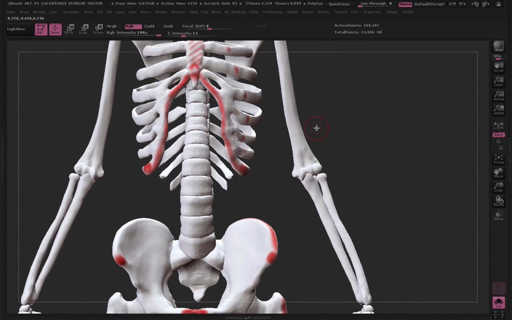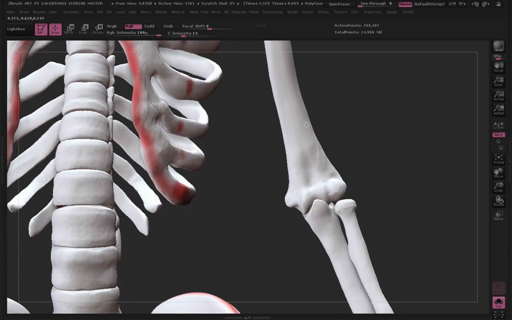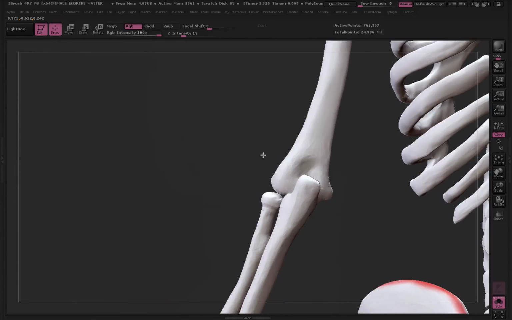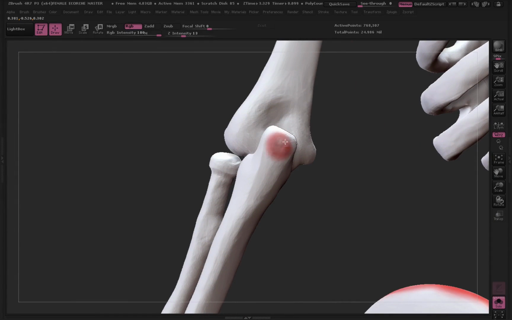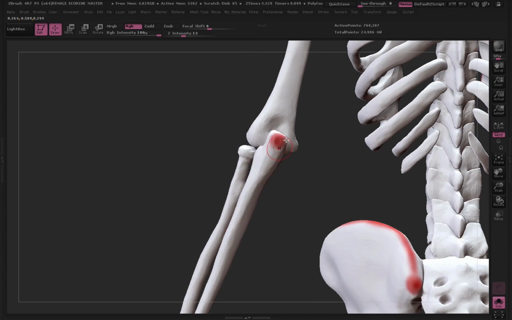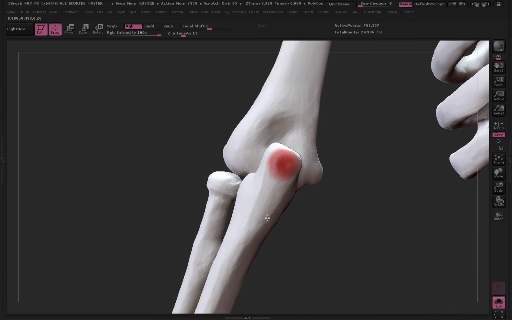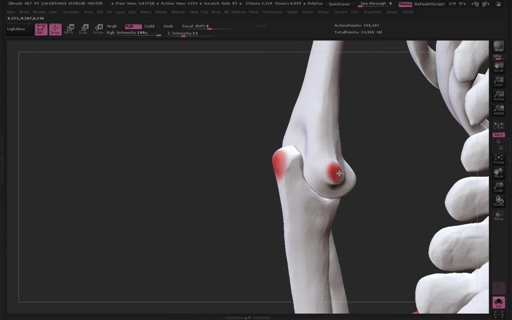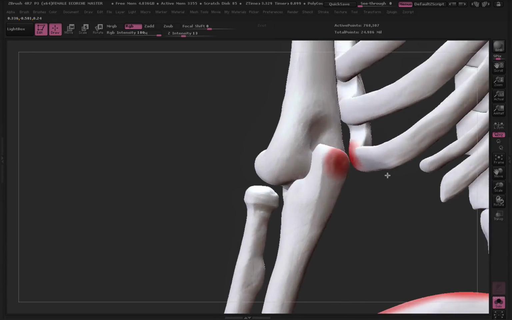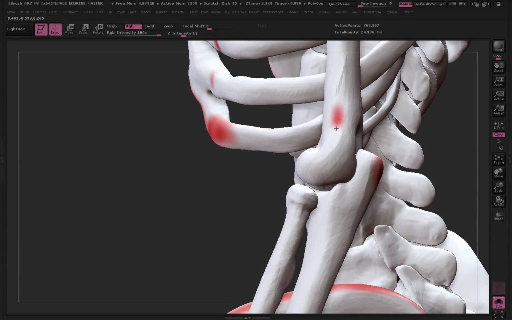Okay, now to the arms. You've got 2, well let's say 3 landmarks at the elbow. You've got what we would commonly refer to as the elbow itself, which is the head of this bone, called the olecranon. On the inside of your arm, you've got this projection, which is called the medial epicondyle. And on the outside, you've got this crest, the lateral epicondyle.